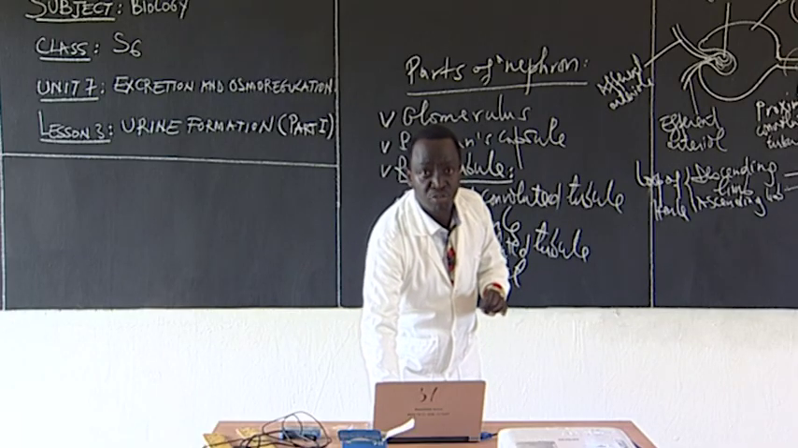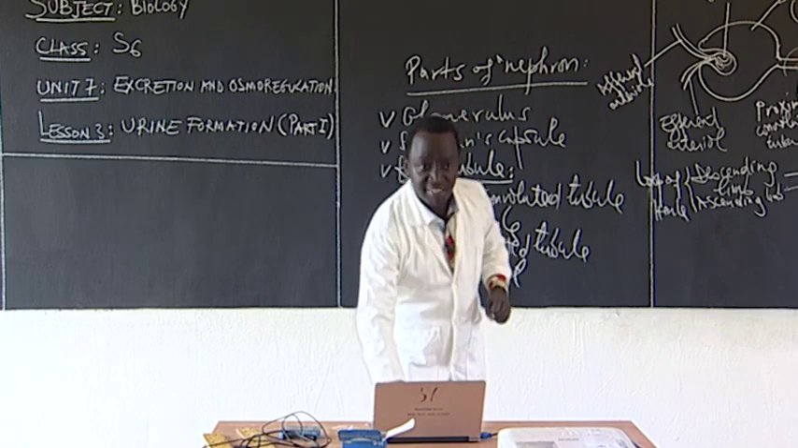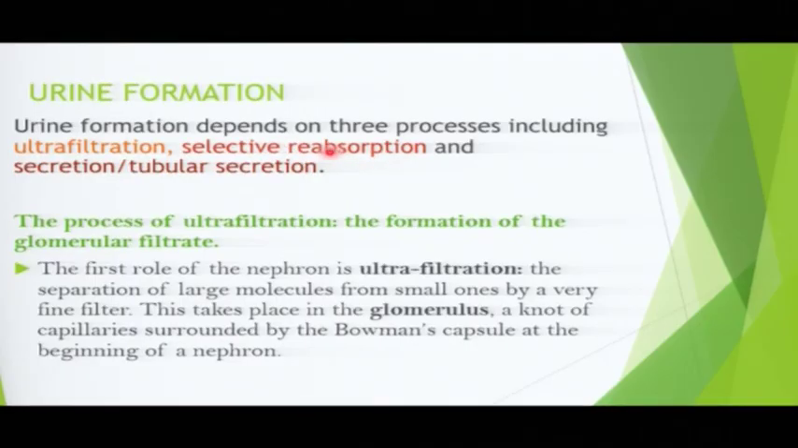Stage number 1 is ultrafiltration. Step number 2 is selective reabsorption. Step number 3 is secretion. Are we together? We describe each step and then follow. Let's start with ultrafiltration, which is the first step of urine formation.